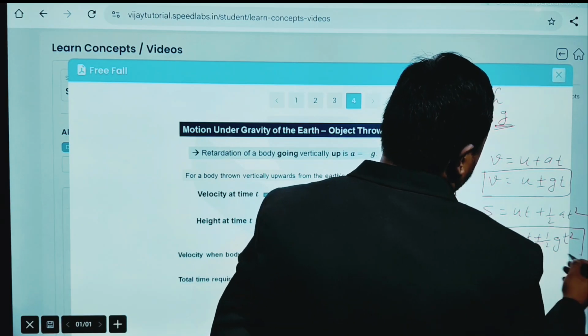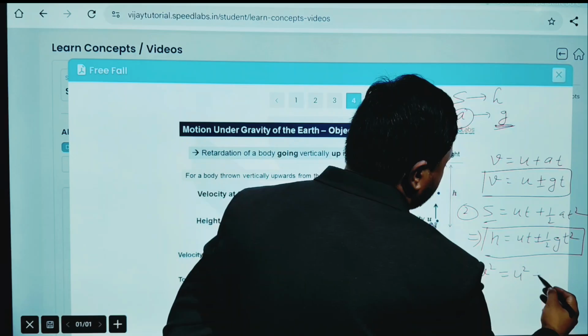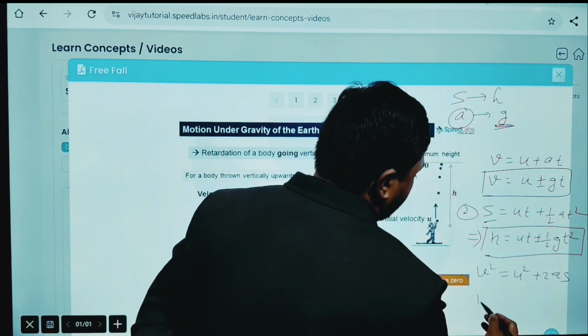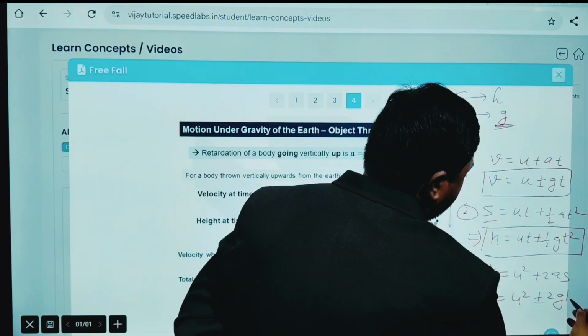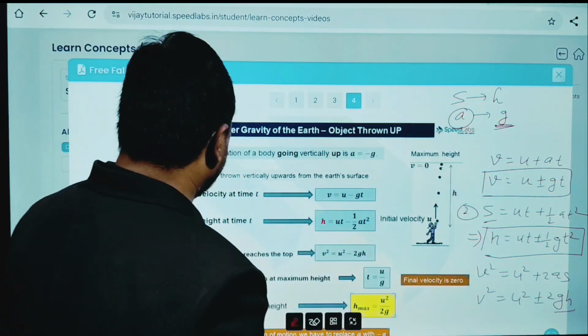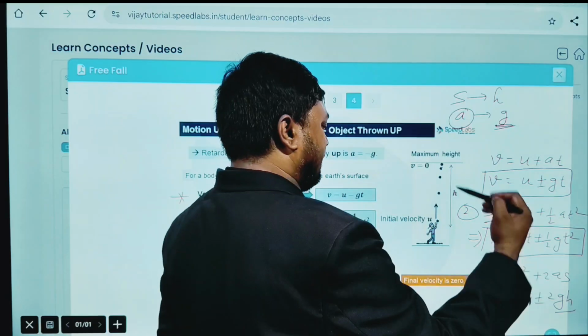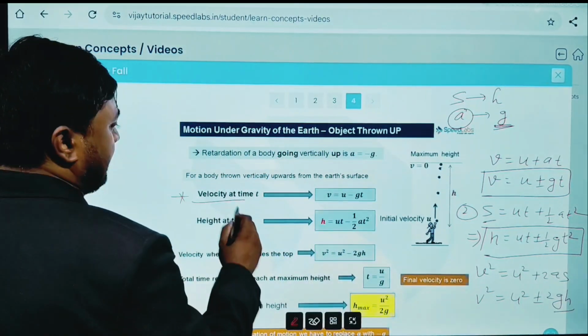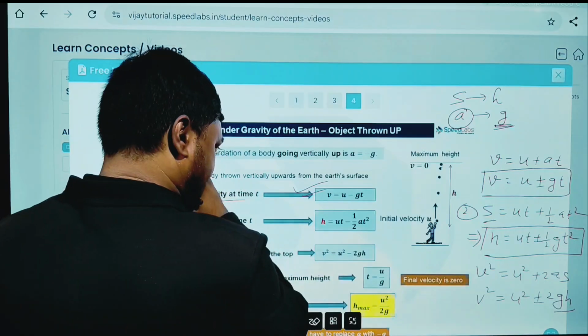Yes or no? Okay, and the third equation, what is there? v square is equal to u square plus 2as. So here also we can write the same equation, v square is equal to u square plus or minus 2gh. Is it clear? Same, you can take u square to the left hand side also. So velocity at any time is what? v is equal to u plus or minus gt, you can take, no issue.